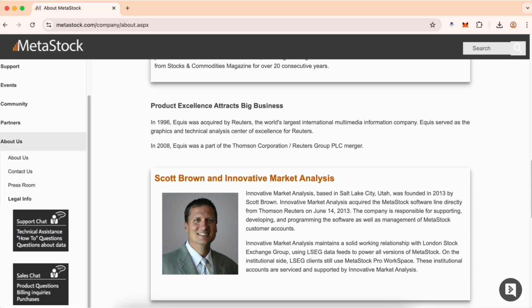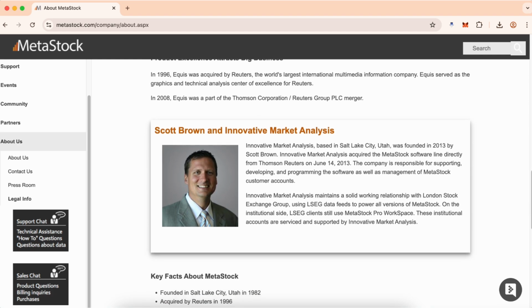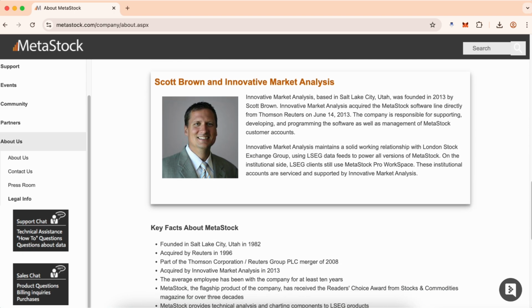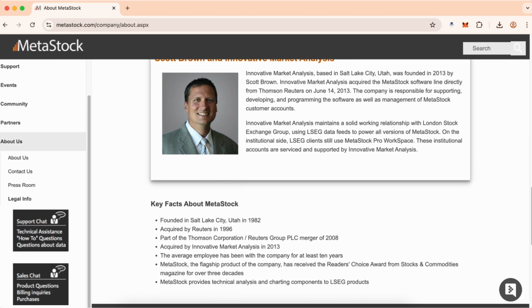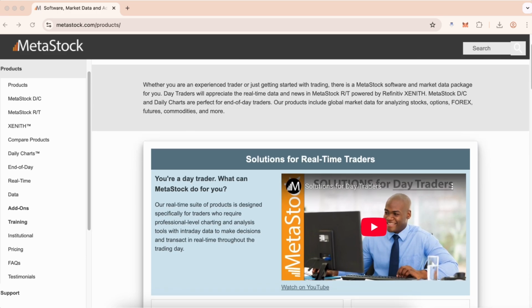The backtesting engine is fast and reliable. I've run complex strategies across 20 years of data, and the results are generated quickly without any errors. The ability to test strategies across different market conditions is invaluable for strategy development.